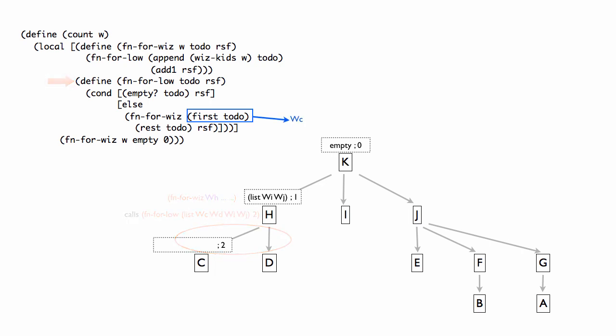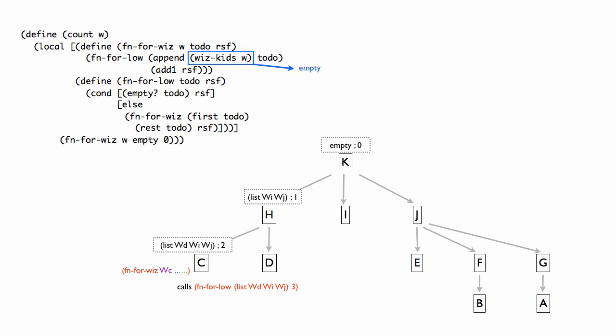I take the first C off of it. I call fun for whiz. Now W is C. To do is the list DIJ, and RSF is still 2. Now what happens? Now what happens is fun for whiz, we're sitting here at C. Fun for whiz calls fun for LOW, and it appends the kids of C. C doesn't have any kids, so that's empty. It appends the kids of C to the front of the list DIJ, so that produces the list DIJ, and it adds 1 to RSF.